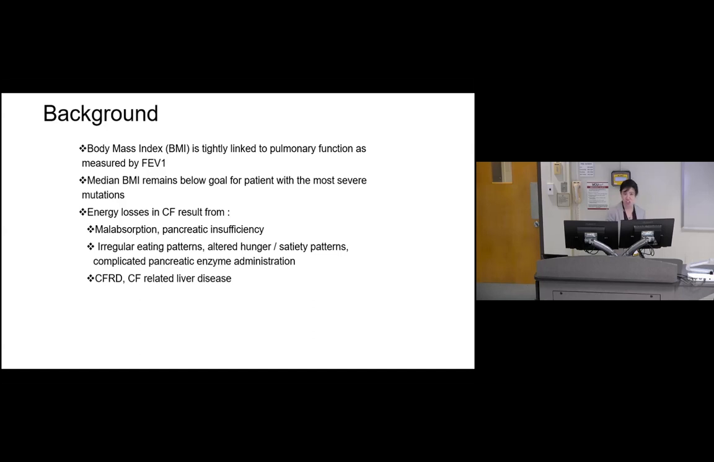So there are multiple causes for energy losses in cystic fibrosis. The primary one that we think about is pulmonary exacerbations and a significant amount of energy that's expended with increased work of breathing, recurrent infections and inflammation related to that. The other sources of energy loss include malabsorption and pancreatic insufficiency, which result in decreased nutritional absorption. We are familiar with some of the irregular eating patterns of many of our patients with CF, and they have overall altered patterns of hunger and satiety. Some of this is further complicated by the pancreatic insufficiency that causes them to have pretty complicated pancreatic enzyme replacement schedules. Some of the other comorbidities that are very common in patients with CF, including diabetes and liver disease, can also contribute further to this increased energy expenditure that further exacerbates their malnutrition.